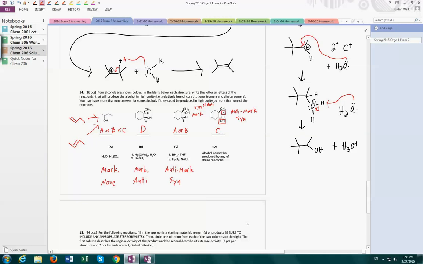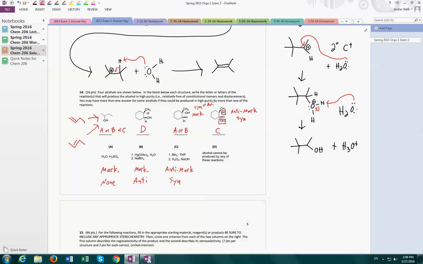Yeah? How do we know it's going to be free of constitutional isomers? It's just, I think it's basically indicating that it's these products relatively exclusively that would be produced. But wouldn't A produce other things? Right, so A, let's think about that.